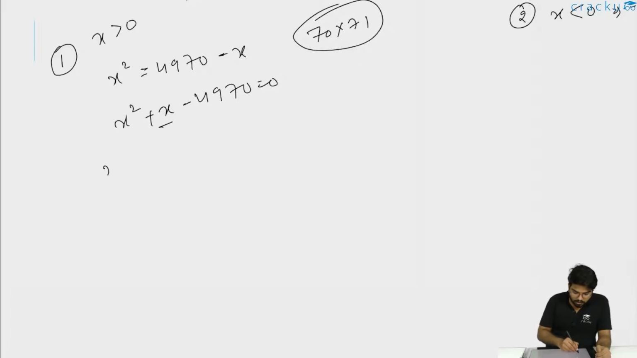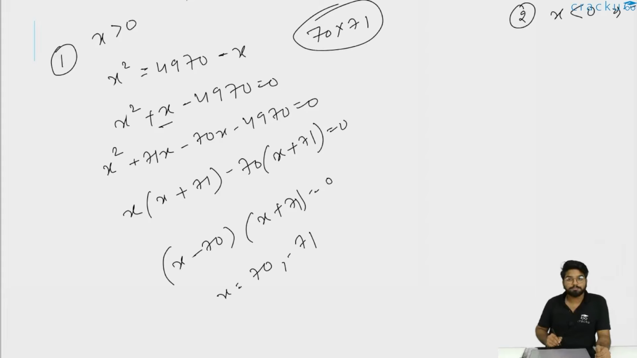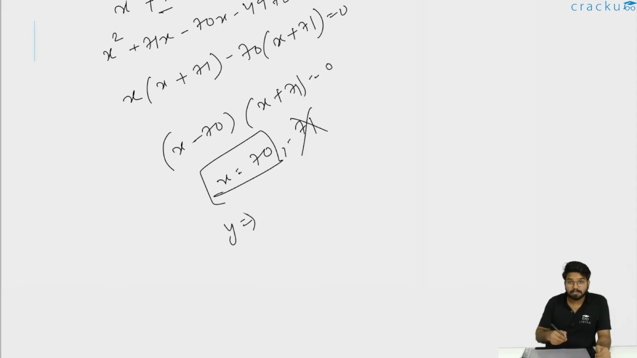So I can break this quadratic equation as x square plus 71x minus 70x minus 4970 is equal to 0. Or I can write this as x into x plus 71 minus 70 into x plus 71. I get x minus 70 and x plus 71. Or x is equal to either 70 or minus 71. But we have considered that x is greater than 0. So x can't be negative. So in this case, x has to be equal to 70. If x is 70, y will be what? x square, that is 70 square, which is 4900.